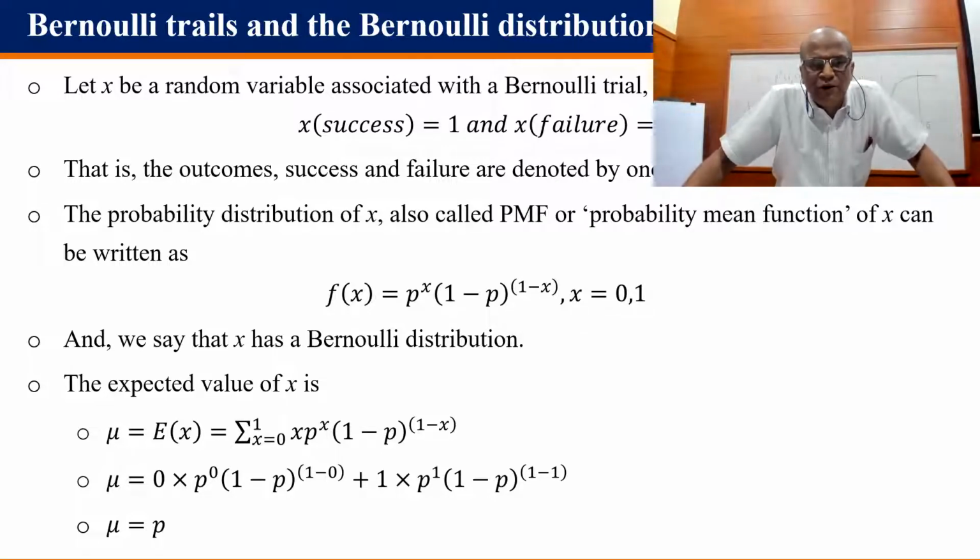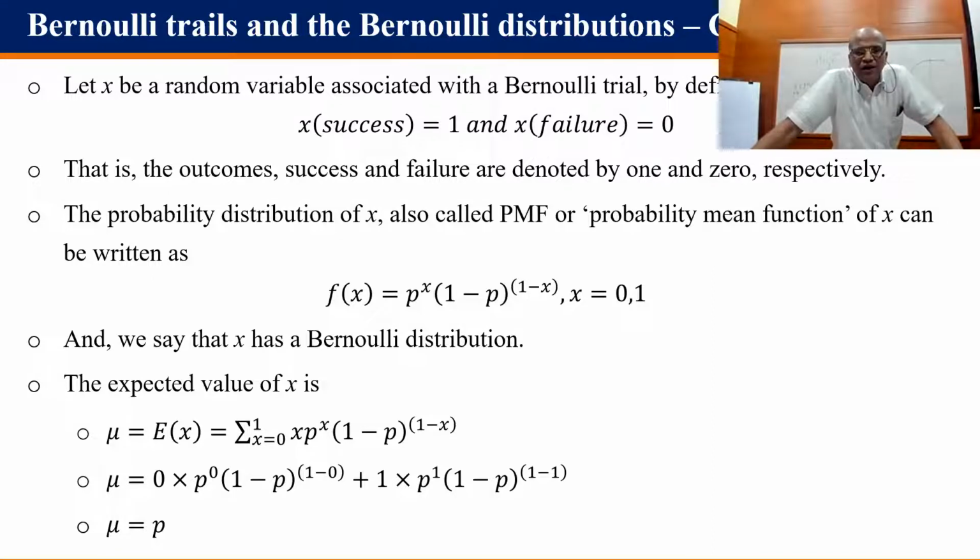So let us expand it to only 2 terms. First term will be x equals 0: p to the power of 0 into 1 minus p to the power of 1 minus 0. So the first term is 0. Second term will become: 1 times p to the power of 1 into 1 minus p to the power of 1 minus 1, which is 0. Second term will become p. Mu equals p. Now it looks so intricate, what is all this?